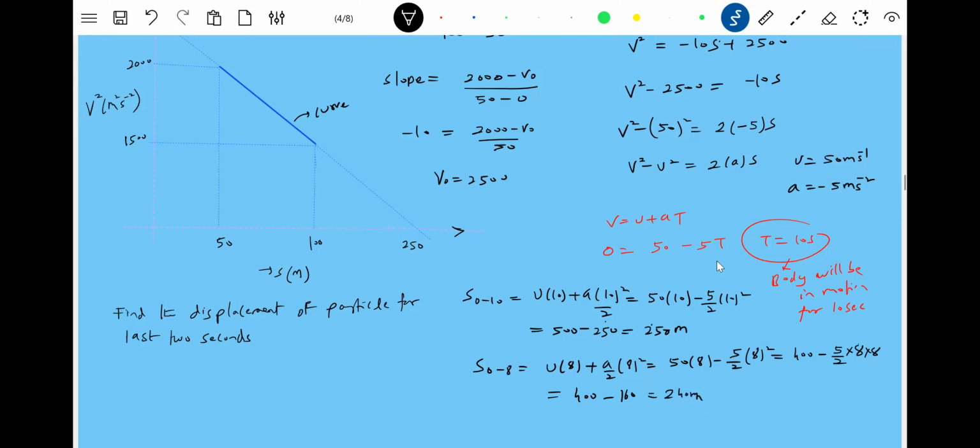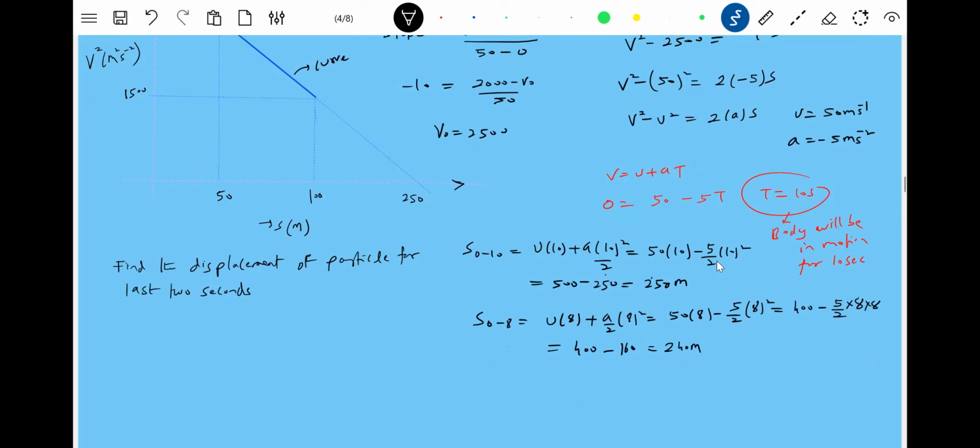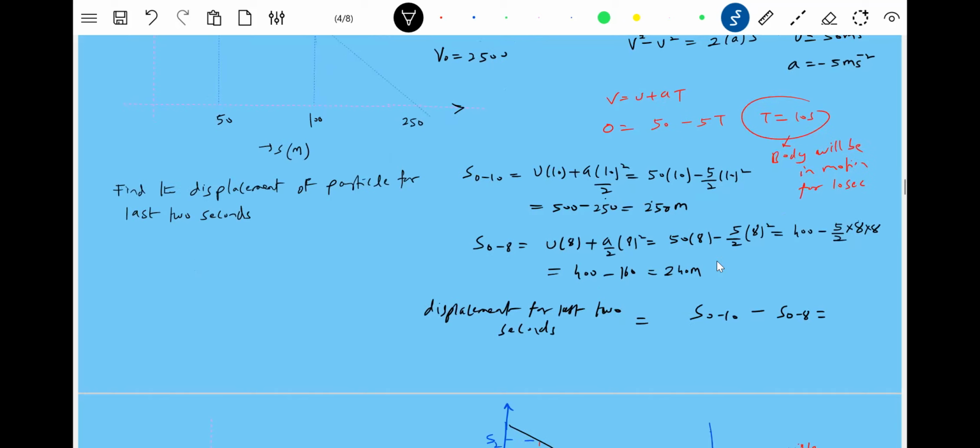Now what is being asked is to find the displacement of the particle for the last 2 seconds. Displacement for the last 2 seconds will be the difference of these two. How much will it be? 250 minus 240, 10 meters. Okay, this should be our answer.